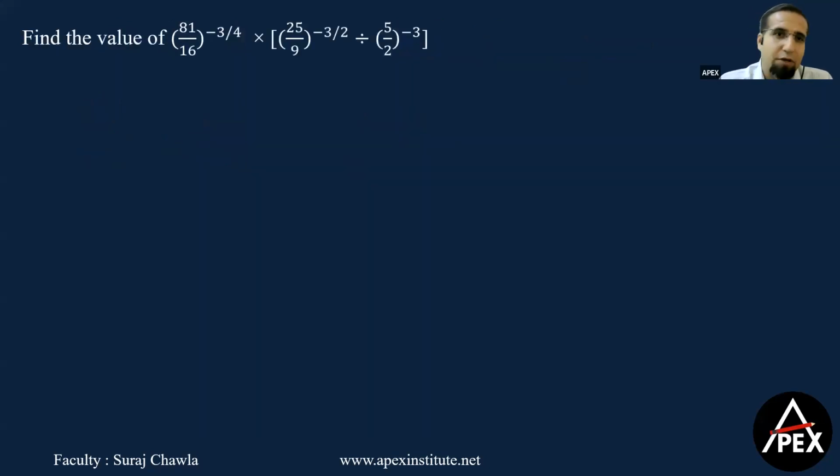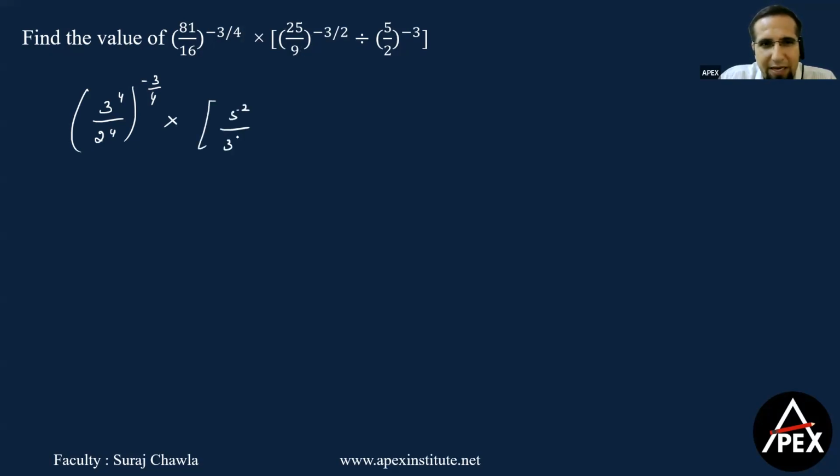Right, guys, let's look at one more example here. So 81 by 16 whole to the power minus 3 by 4. Now 81 is 3 to the power 4, 16 is 2 to the power 4, whole to the power minus 3 by 4, multiplied with 25 is 5 square, 9 is 3 square, whole to the power minus 3 by 2. I have a division, so I can convert that into multiplication. So 2 by 5 whole to the power minus 3. This is a simplified form of the question given to us.